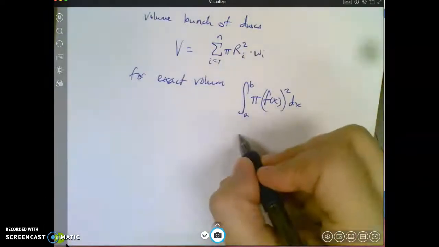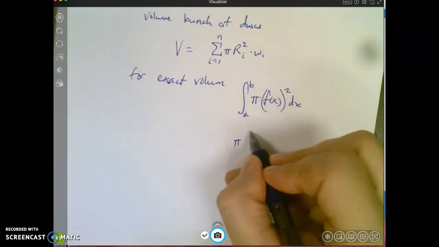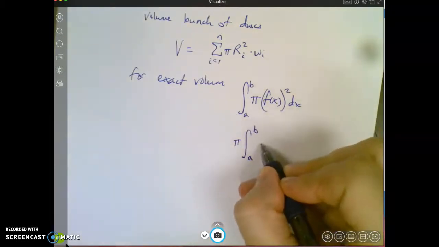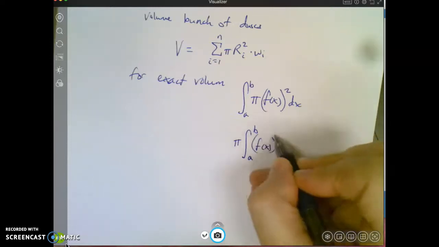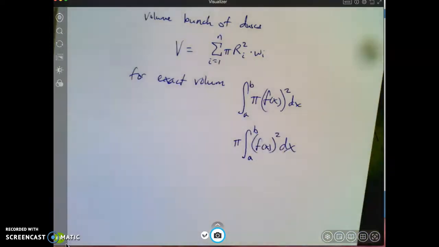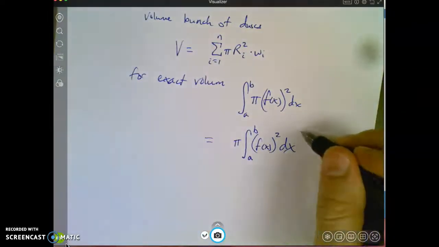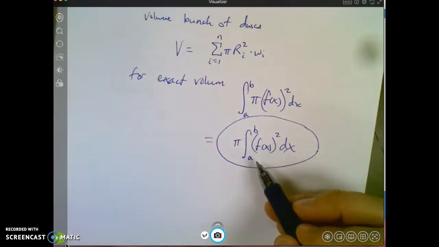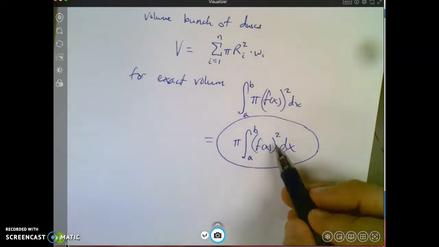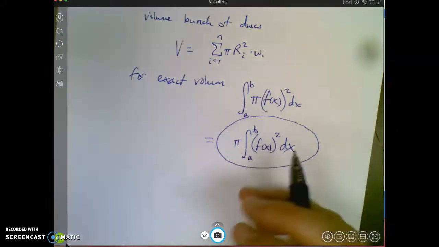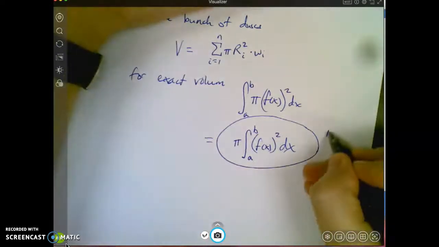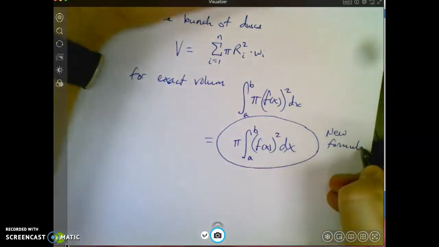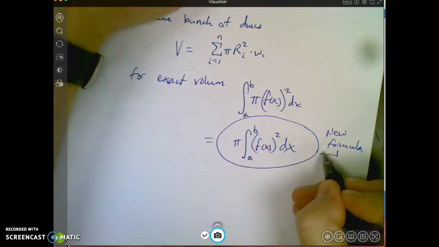So one of the cool things about any constant inside, we learned this rule a while ago, you can pull a constant out. So basically, remember all that stuff we did before for doing integrals? It's pretty much the same thing, except you have to do your radius squared, or your function squared, and then times pi at the end. And this is the new formula. The new formula right here, this is the one you're going to use a lot today.